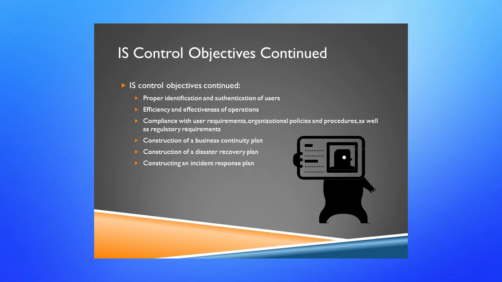Well, that gets us into that authorization, authentication, sometimes what we call the AAA. The other A being accountability. Efficiency and effectiveness of operations is another objective of a control. Another one is to make sure that there's compliance with user requirements, to organizational policies and procedures.